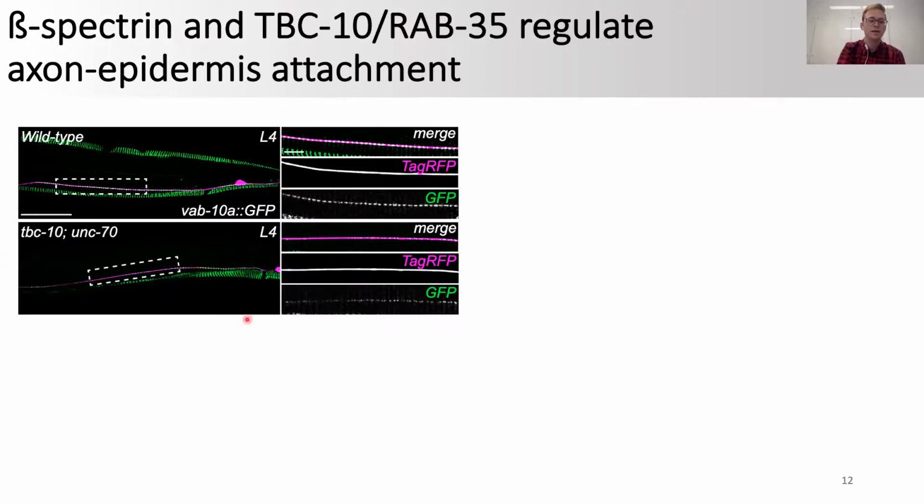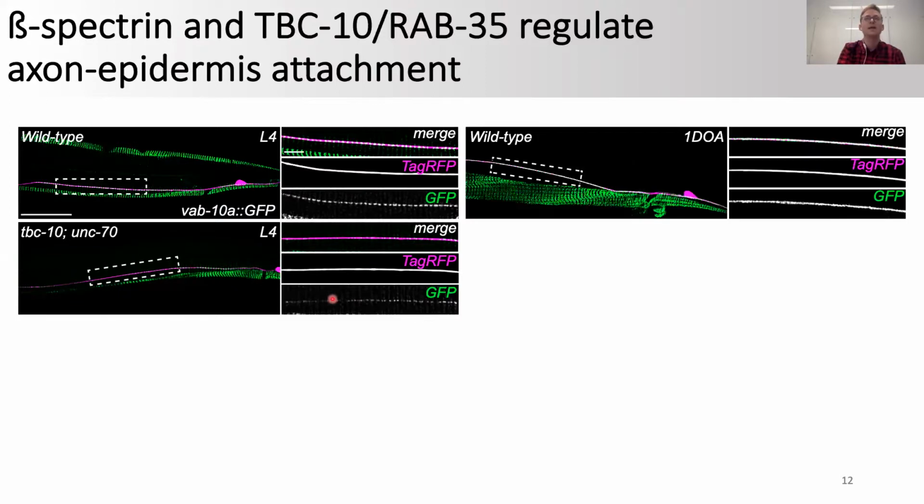So if we look in our mutants at the localization of this molecule, we can see a disruption to this attachment as we hypothesized. We can see a loss of this VAB10A, and we see the same thing with LET805 in discrete regions along the axon, and a disruption to the regularity of this pattern.